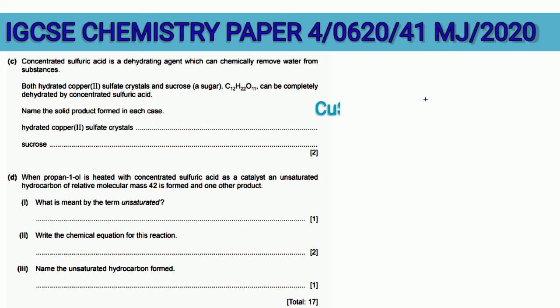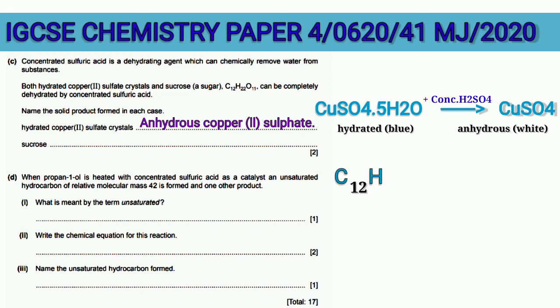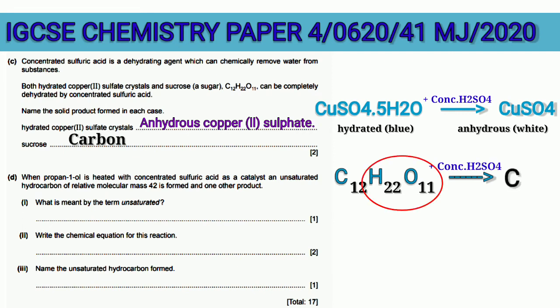Concentrated sulfuric acid removes the water of crystallization from hydrated copper sulfate, which is blue in color, and turns it into anhydrous copper sulfate, which is white in color. And on reaction with sucrose, C12H22O11, concentrated sulfuric acid removes the water molecule from the molecule of sucrose itself and turns it into carbon.